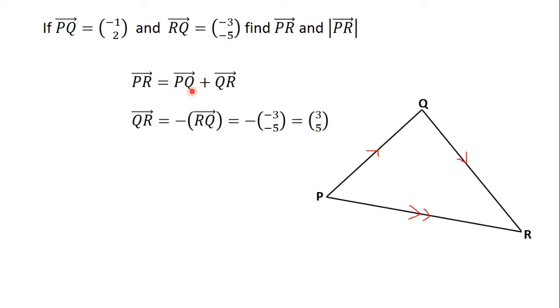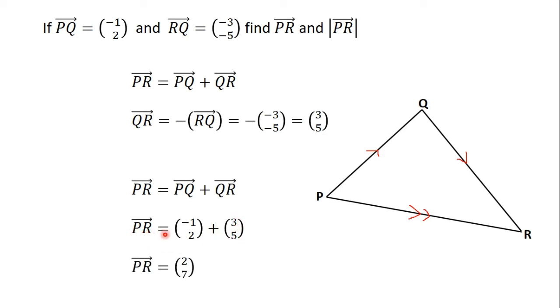So we now have PQ. We now have QR. We can find PR. PR is equal to PQ plus QR. PQ is -1, 2, plus QR is 3, 5. So PR is equal to -1 plus 3, which will give us 2, and 2 plus 5, which will give us 7. So the vector PR is equal to 2, 7.